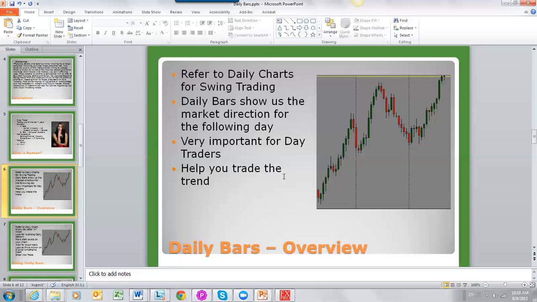Again, it helps you find market direction for the following day. So we're only looking at market direction for the following day. We're not looking at market direction overall, like for a week or month. We are just looking at market direction for the next day. So if you know which direction, or you have a good indication of which direction the market will go the following day, it becomes easier to take trades.